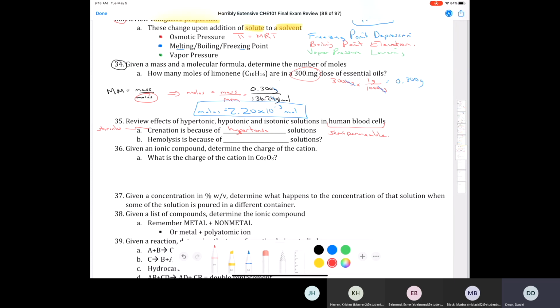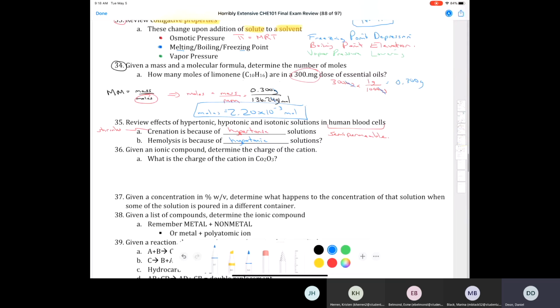Okay? If I put a red blood cell in a hypotonic solution, which means the concentration of ions is less than that inside the cell, the water molecules in the plasma or whatever medium the red blood cell is in are going to flow into the red blood cell to try to balance out the concentration, which is going to cause the red blood cell to burst. So hemolysis is like when it explodes, so burst.